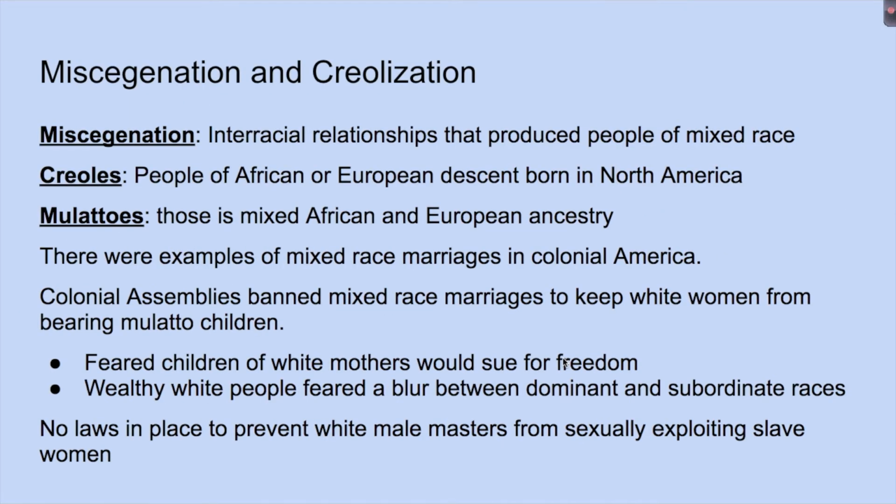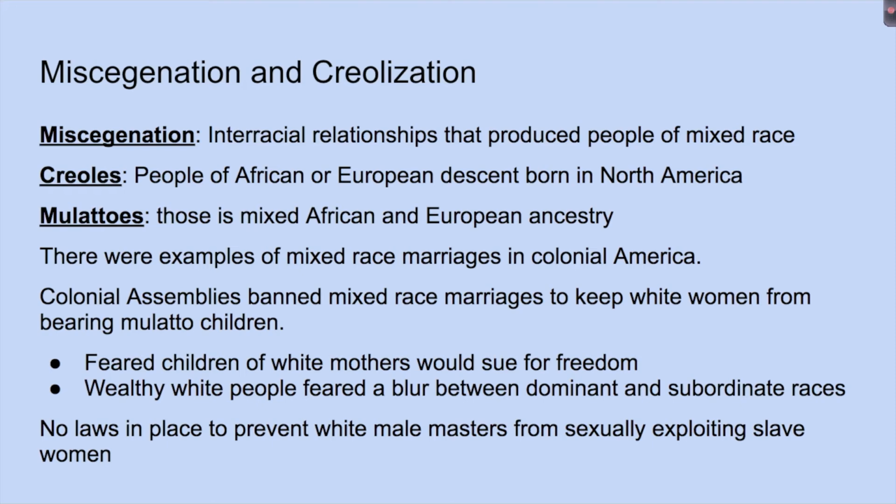Another aspect of life at this time is the concept of miscegenation and creolization. So miscegenation is interracial relationships that result in producing children or people of mixed race. Creoles, like we said in our last lesson, are people of African descent or European descent born in North America. And then another terminology that's going to come about in this time is the term mulatto. And mulatto are going to be those of mixed African and European ancestry.